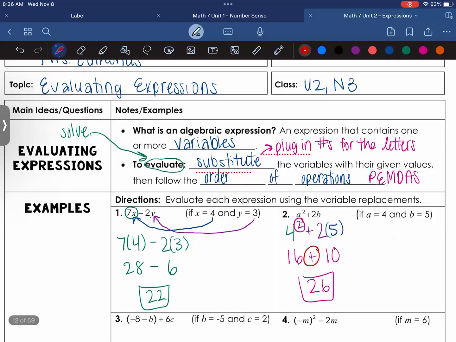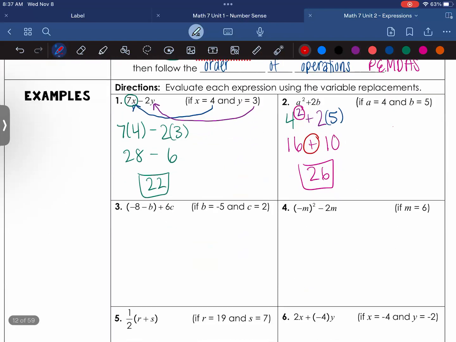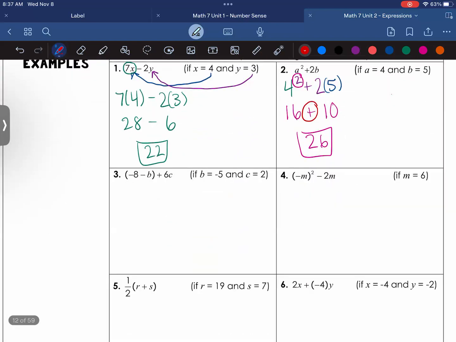All right, let's move on. We'll do one more together. Number 3, it says -8 minus b. So I'm going to rewrite everything that has a number. So -8 minus. Now b, we need to fill in our value for b, which is -5. Don't forget that negative sign, it's very important.